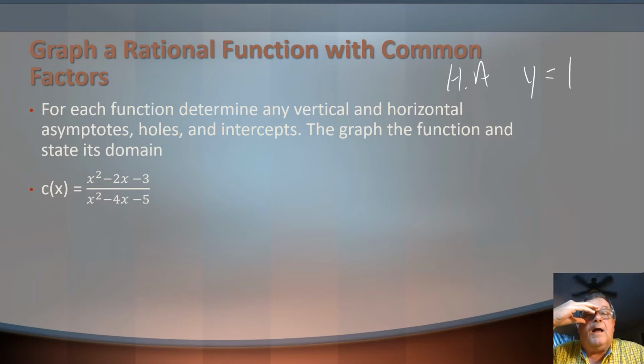All right, now I have to start factoring the numerator and the denominator. We have c of x equals x squared minus 2x minus 3 divided by x squared minus 4x minus 5. Now let's focus on the numerator first.